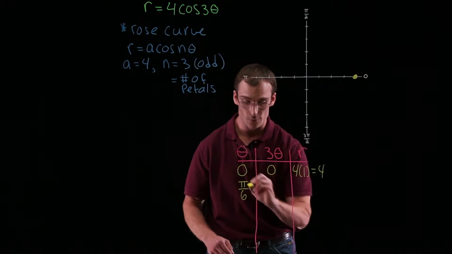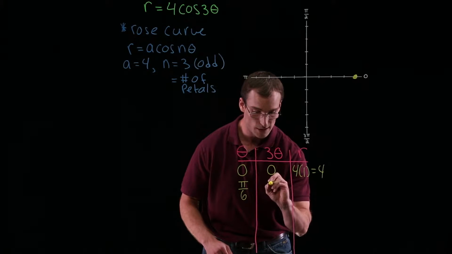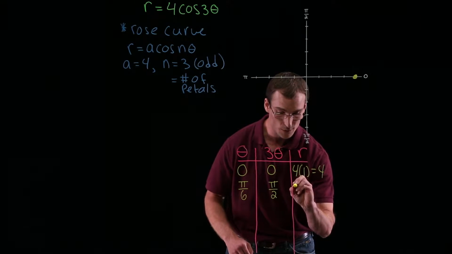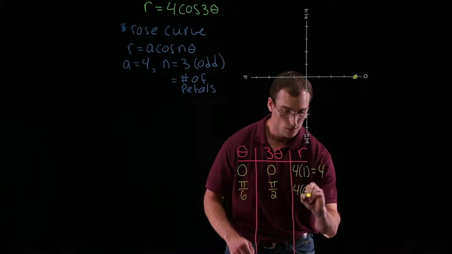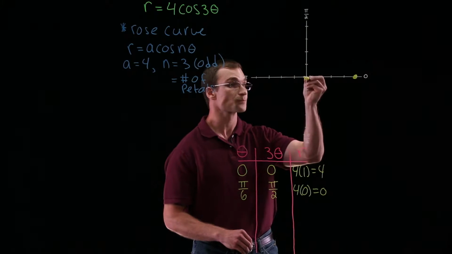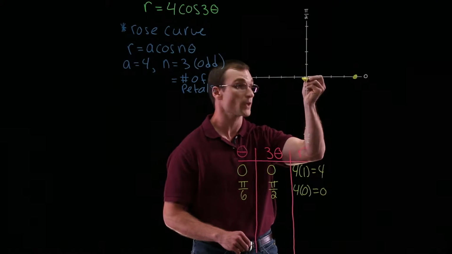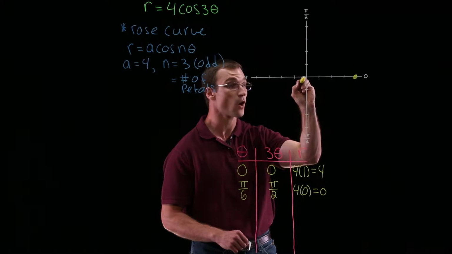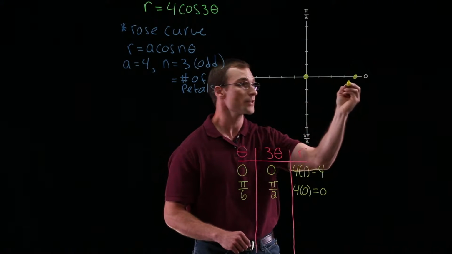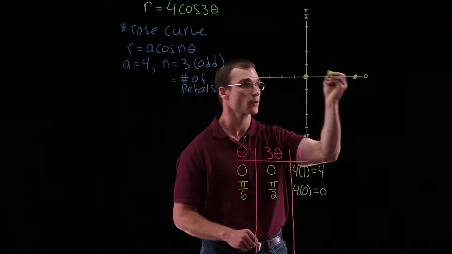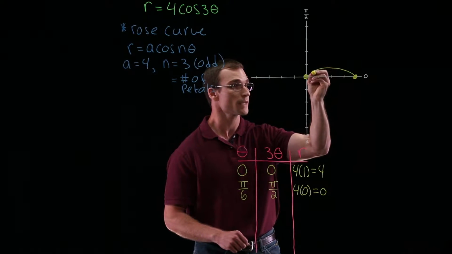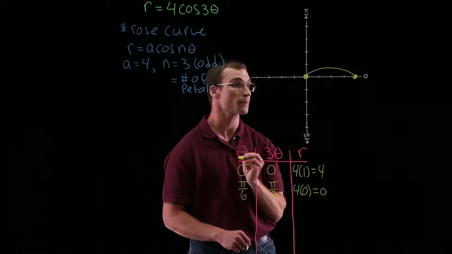3 theta, or 3 times pi over 6, gives us pi over 2, and cosine at pi over 2 is 0. So our r is 4 times 0, which is 0. So at pi over 6, r is 0, meaning we're just staying at the origin. We can see our first petal starting to develop, connecting this point to this point. We could be more accurate by plugging in different angles, but again, we're just sketching here.